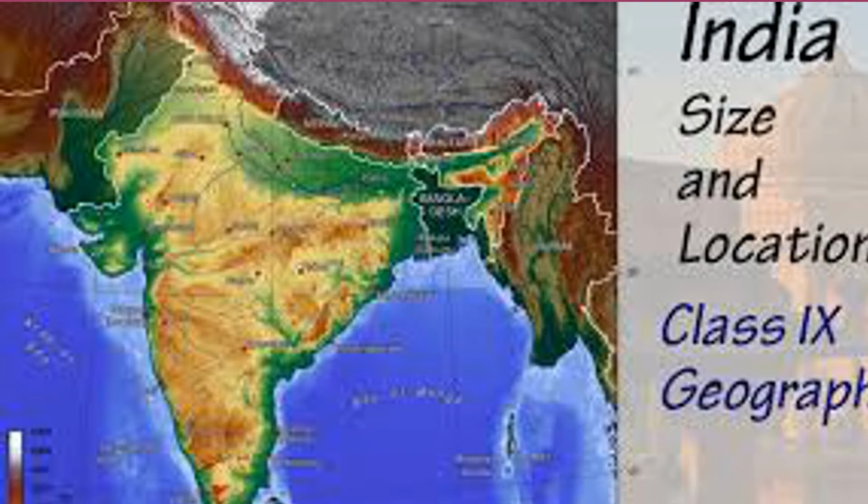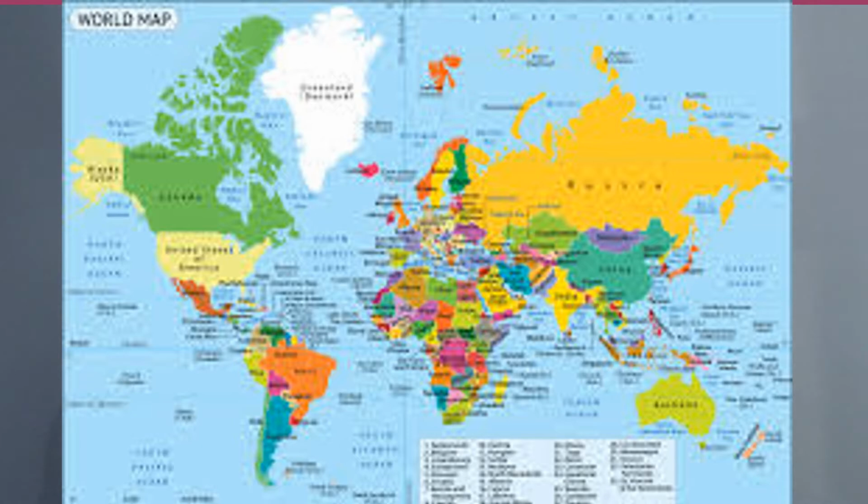Now, I'm going to tell you the location and size of India. According to area, India is the seventh largest country in the world. Before it come Russia, Canada, USA, China, Brazil, and Australia, and after that India comes. It carries 2.42% of the total land of the world.